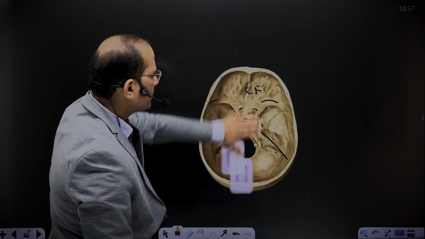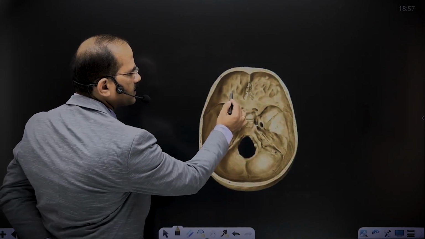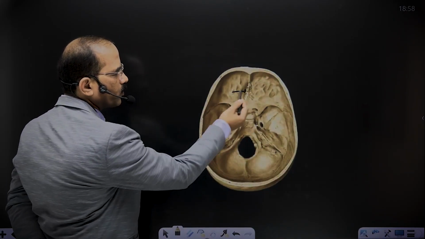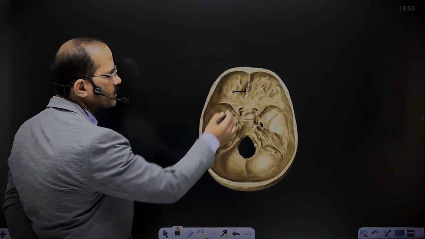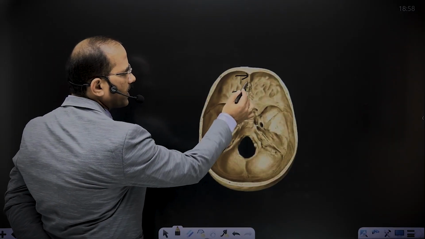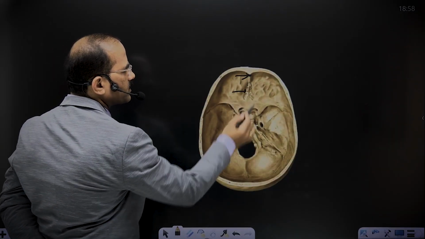In the anterior cranial fossa, what do we find here? That's the cribriform plate of ethmoid. What comes in from here are the olfactory nerves. That's the frontal crest, and here is the foramen cecum.